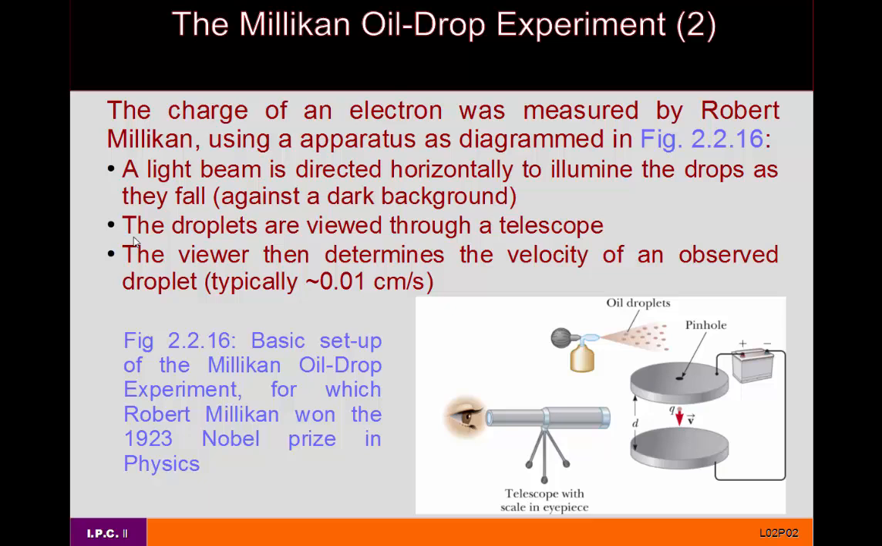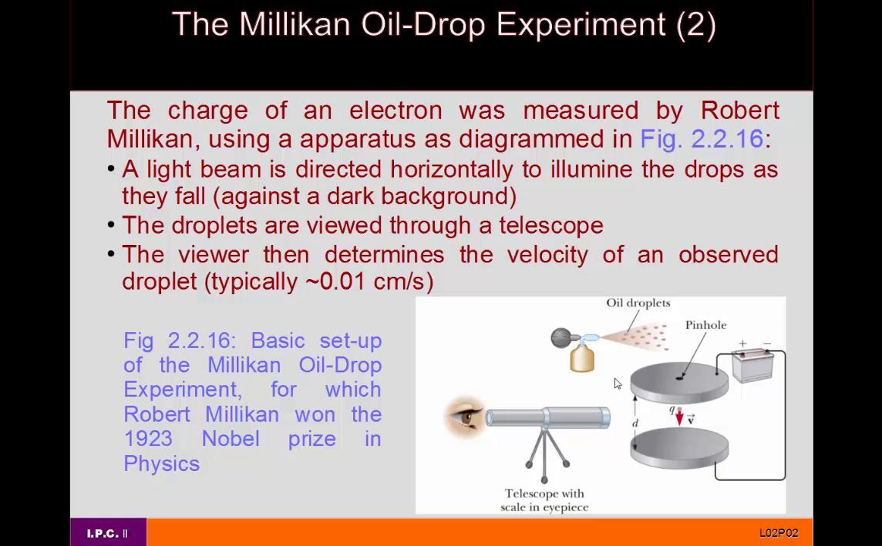Okay, once that has been done, he also would be shining a beam horizontally, which in this drawing, given that this is the horizontal direction, would therefore mean going into and coming out of this page. That's just to illuminate the drops as they fall against some dark background. So maybe he has a dark room, a black wall or whatever over here, and he's shining a beam of light into and out of the page. And he could look at the droplets by looking through the telescope, which is aimed here between these two plates.